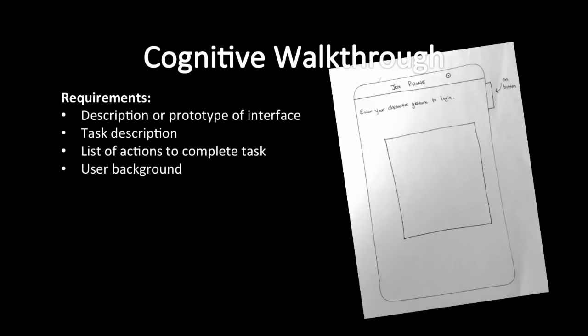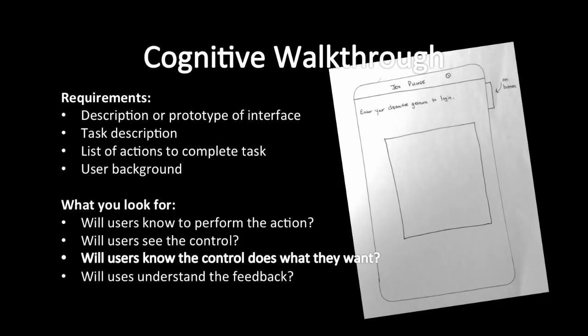So there's our prototype. When we're working with it, we'll look to see if users know how to perform the action, if they can see the interface control we've given them, if they know that it'll do what they want, and if they understand the feedback they get. So let's look at a video of doing a cognitive walkthrough with this interface.